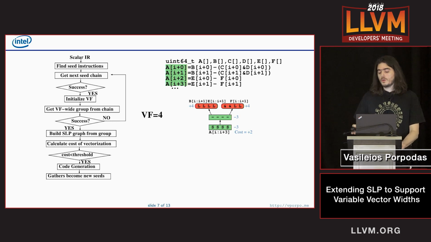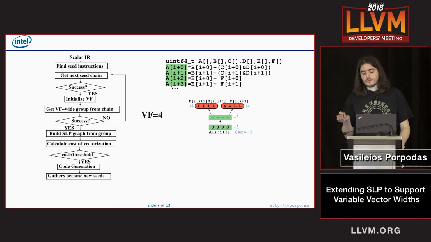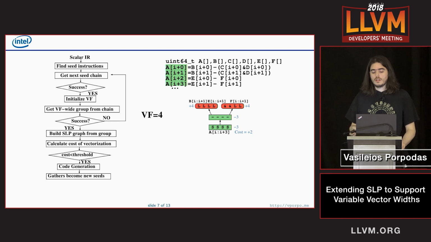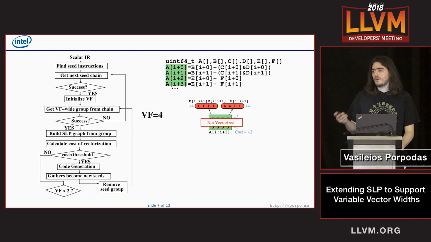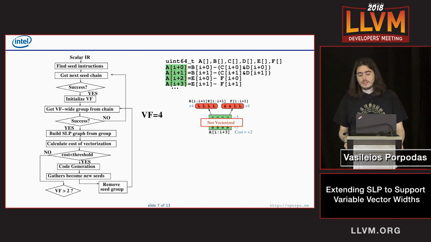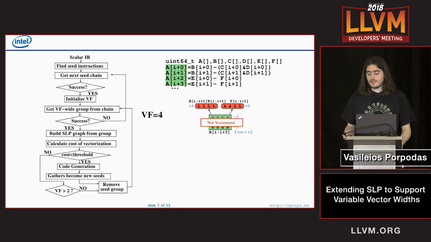And we also, if there are any gathers, push them back into the seeds, which actually helps us do some sort of variable width SLP support, but it's kind of an afterthought, actually. So it's not as powerful as the one that I'm going to present. So finally, these seeds that we managed to vectorize get removed from the seed chain, and the process repeats.